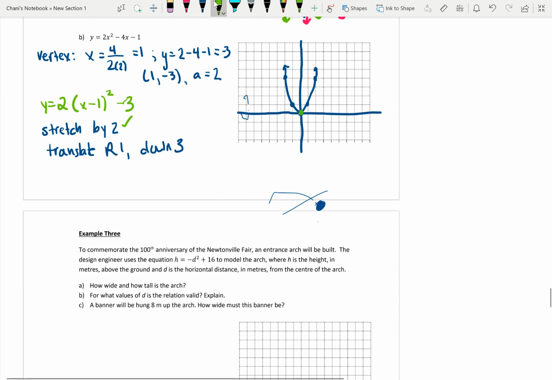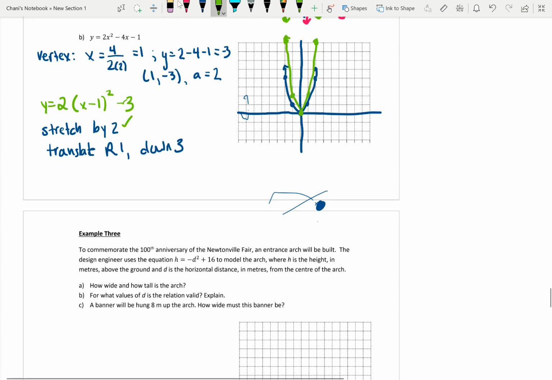So all of my y values are twice as high. So 0, 0 stays the same, but instead of being 1 high, this is 2 high, both of these. And these, instead of being 4 high, have to be 8 high. So all the way up to there. So all the way up to 8. Okay, so I have stretched vertically by a factor of 2.